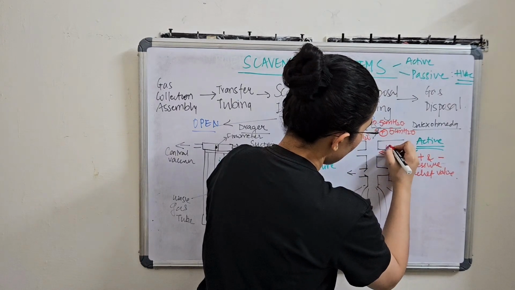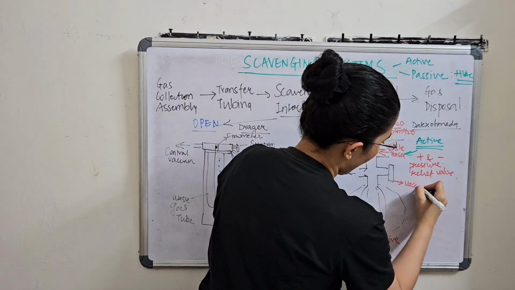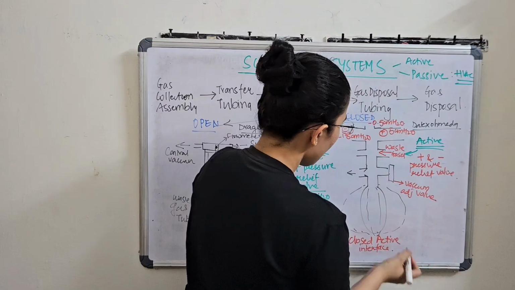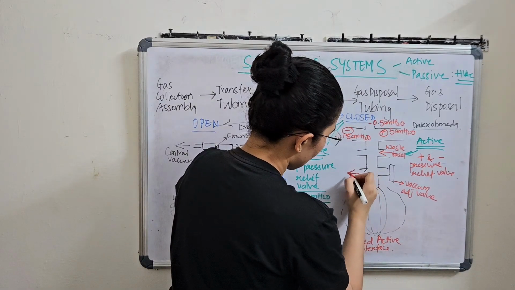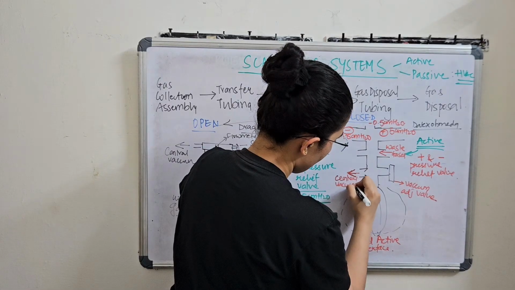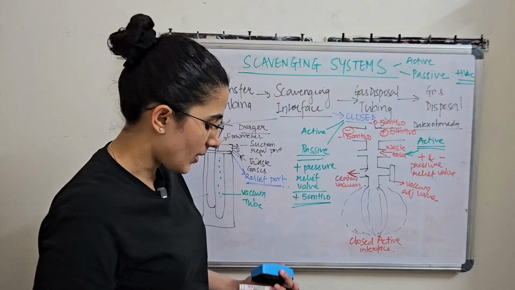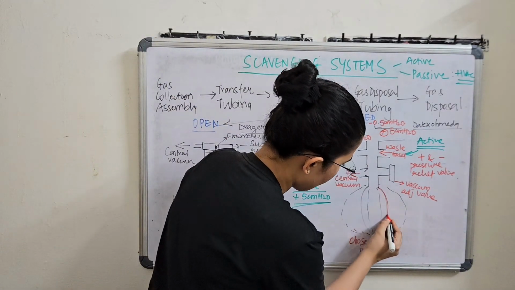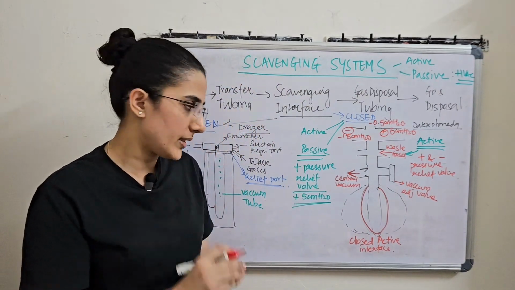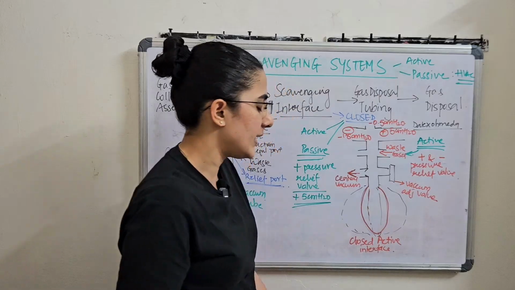Here is the entry of the waste gases. There is a vacuum adjusting valve, and this goes to the central vacuum. There are also various shapes of the reservoir bag. This is the ideal shape of the reservoir bag, this is the collapsed bag, and this is the overinflated bag.